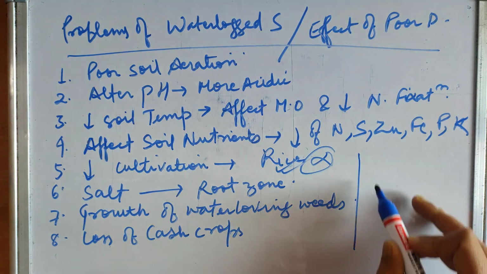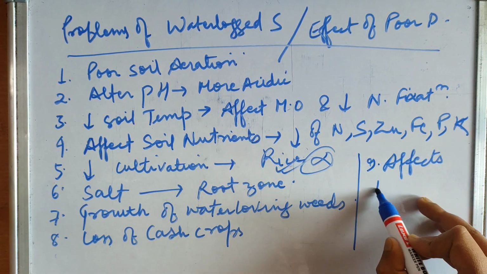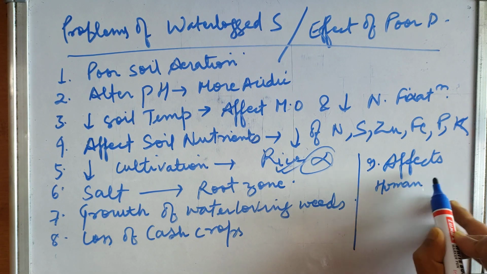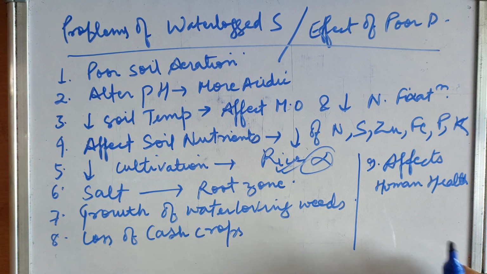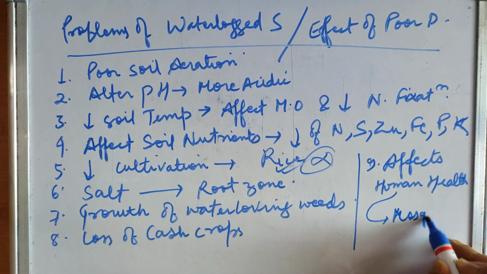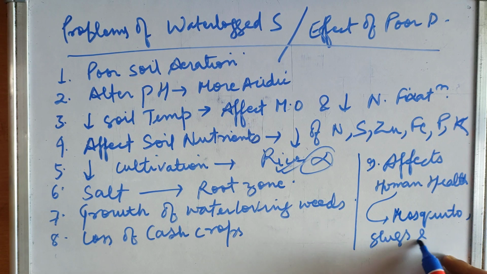Next point, it affects human health. How will it affect human health? The stagnant water will become a harbour for vectors, it will give a home to vectors like mosquitoes, slugs, snails, etc. So these are the problems of waterlogging or effects of poor drainage.